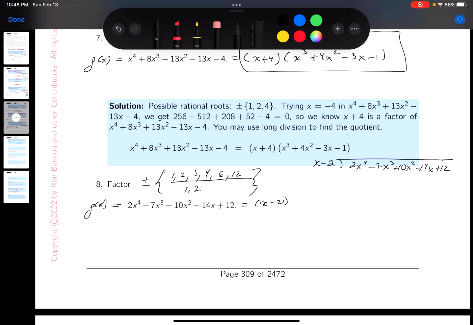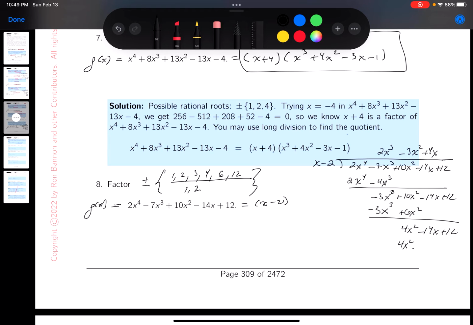So what do you get over here? Let's see. I would need 2x cubed. And that would give me 2x^4. Then I'm going to get minus 4x cubed, subtract. That's a cube, by the way. And repeat, minus 3x squared. And that would give me minus 3x cubed plus 6x squared, subtract. Repeat, plus 4x. That gives you 4x squared minus 8x.